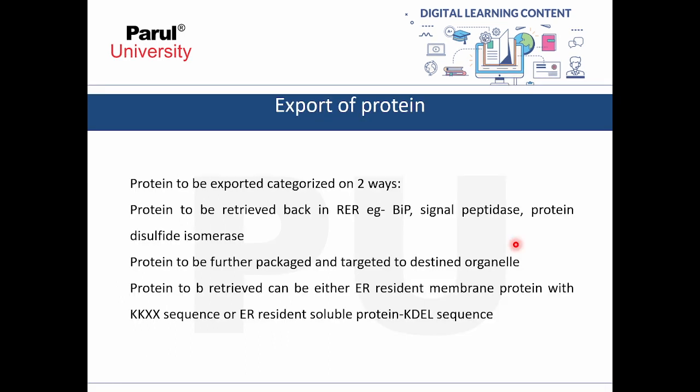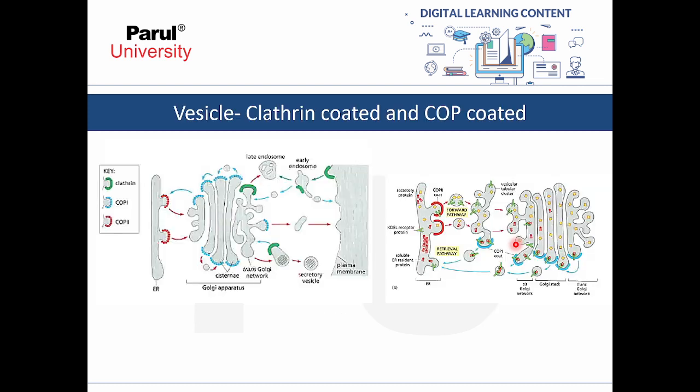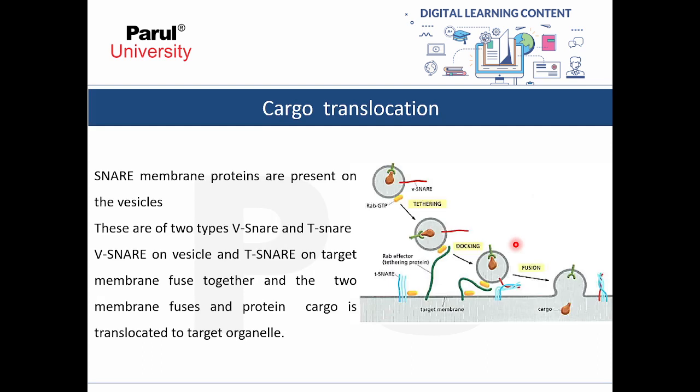Now, proteins to be exported are categorized in two ways. Proteins to be retrieved back, as we have studied, an example is BiP, and proteins that are further packed and targeted to their destined granule or organelle. The protein to be retrieved can be either an ER resident membrane protein with the KKXX sequence or an ER resident soluble protein with the KDEL sequence. So this was the type of two vesicles that we have already studied.